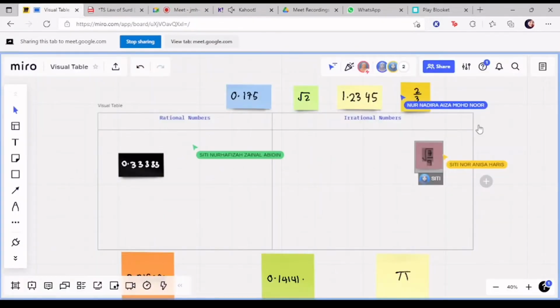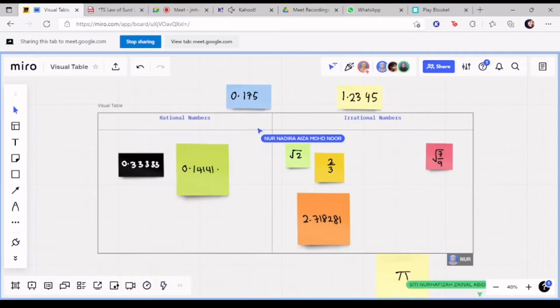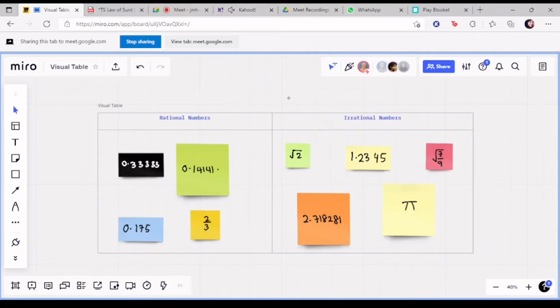Okay, I can see Hafizah is already here, Nadira, Aiza, and also Siti Nor Anisa. So what you are going to do is, you need to drag the numbers, that is rational number and irrational number. Okay, are you done, students? Yes. Okay, very good. I can see there are 4 numbers in the rational numbers and there are 5 numbers in irrational numbers.